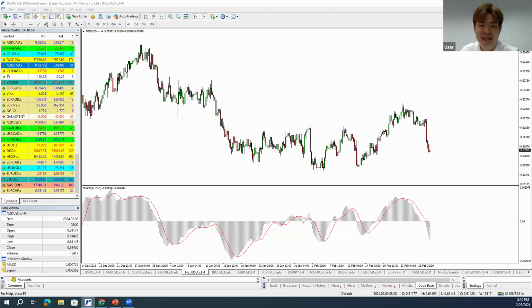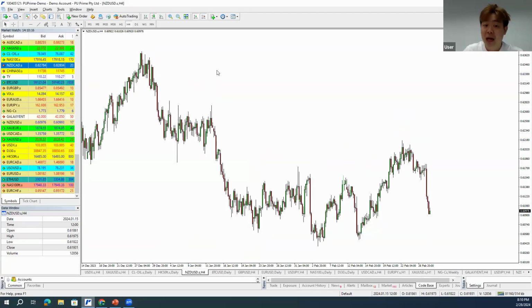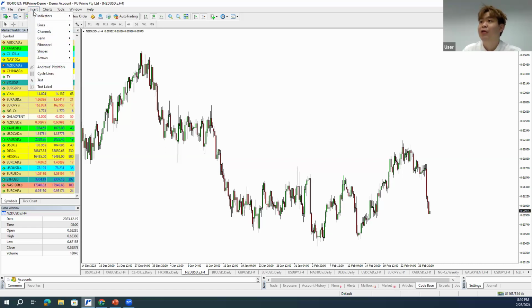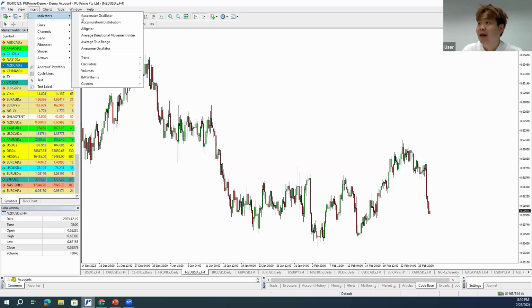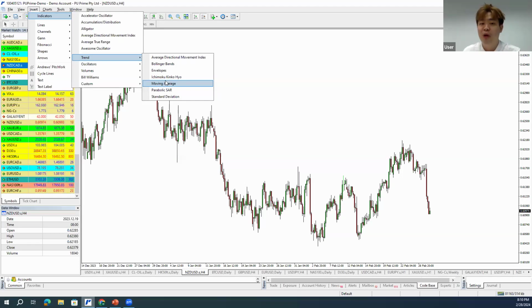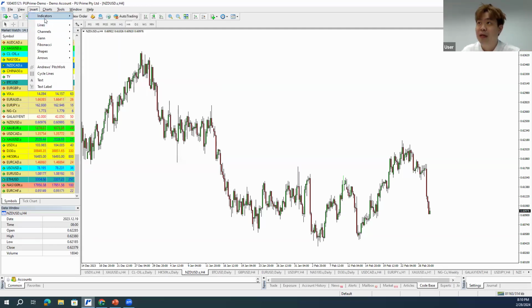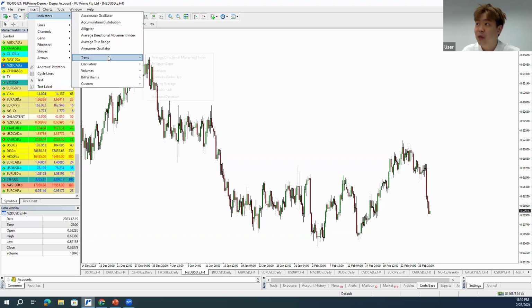You can see that this is a pure chart. The first thing we need to learn is how to set the MA line. First, go to Insert, then Indicator, and then move on to Trend. Then there is Moving Average. Don't worry, most MT4 versions have this setting. If you are not sure, you can screenshot what I'm showing you now. After Insert, Indicator, Trend, Moving Average, you click Moving Average.